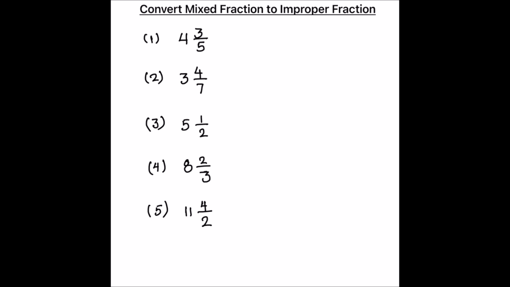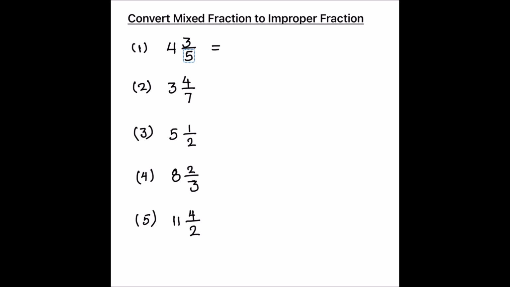So let's convert this mixed fraction into an improper fraction. For converting a mixed fraction or mixed number into an improper fraction, we multiply the whole number with the denominator of the fraction and then add the numerator, divided by the denominator of the fraction. That will give us the improper fraction. So let's find it out.